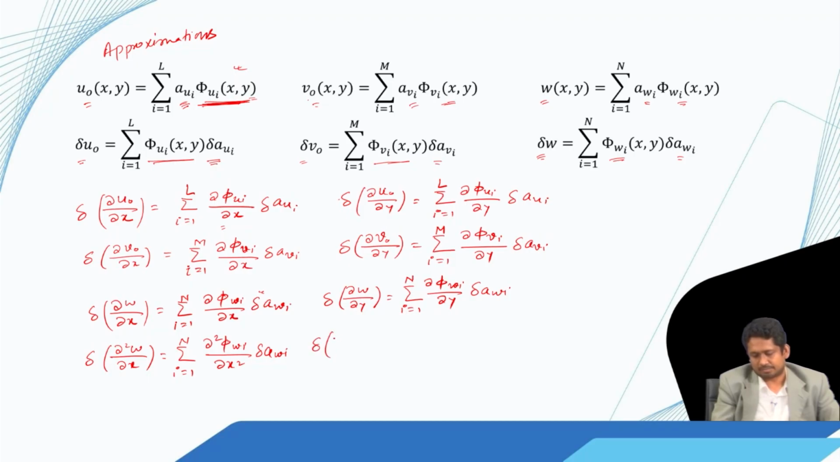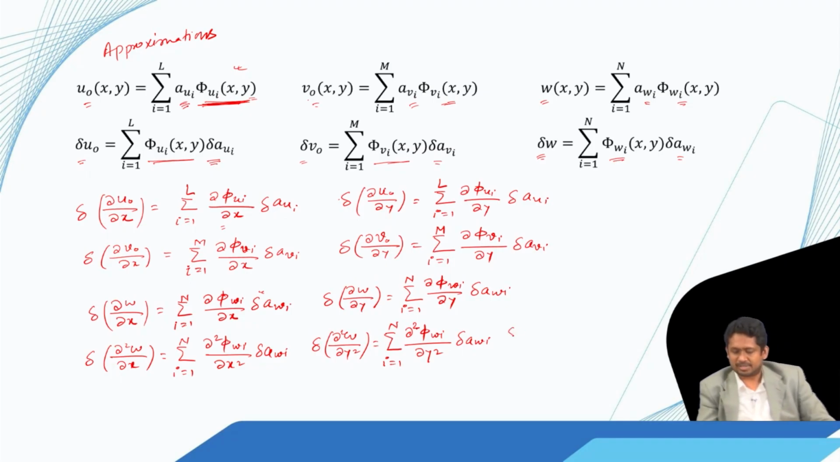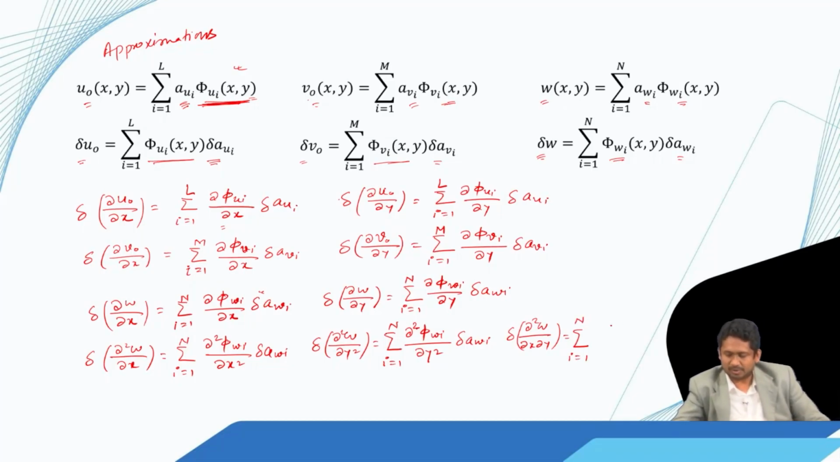Then we have variation of del 2 W by del y 2, and we can write I going from 1 to n, del 2 phi Wi by del y 2, then variation of AWI, and we can take a mixed derivative del 2 W by del x del y, and this we can write as summation I going from 1 to n, del 2 phi w I by del x del y and then variation of AWI.